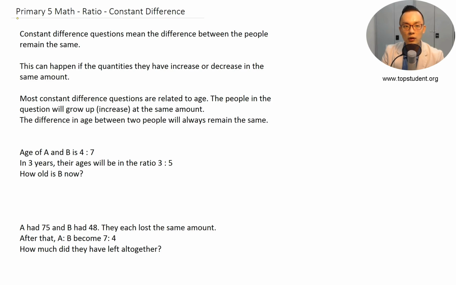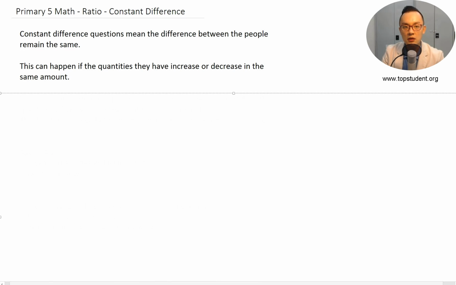In this video, we're going to look at Primary 5 Math, the topic of ratio, and we are going to explore ratios that have a constant difference. So for a constant difference ratio question, it means that the difference between the people involved in the question always remains the same, right? And this can happen if the quantities they have increase or decrease by the same amount.